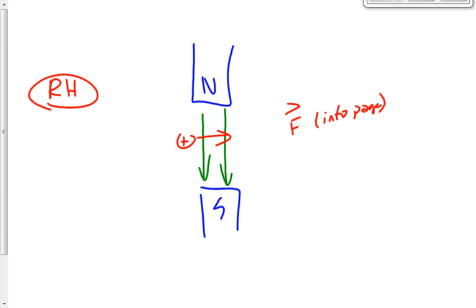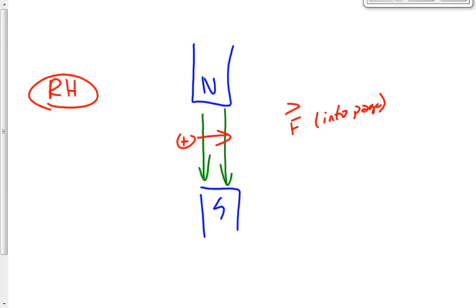Let's try another one right now. Let's say we've got a negatively charged particle that's going towards the back of the room. Let's say we've got a magnetic field that's pointing towards the right side of the room. Left thumb towards the back, fingers towards the right. Which way is the force? Down, towards the floor. Right?